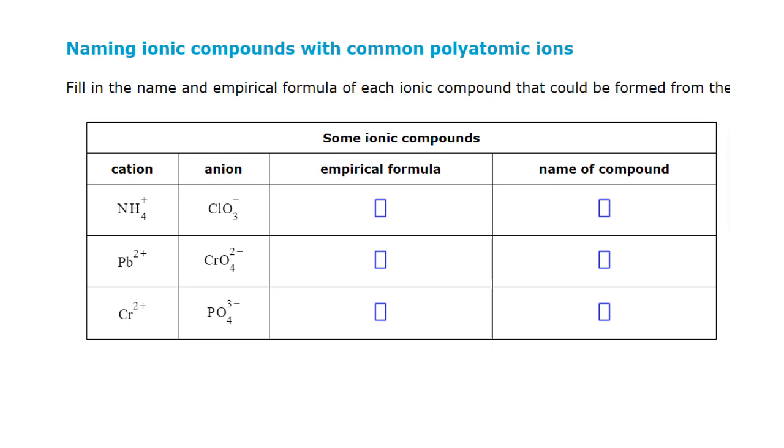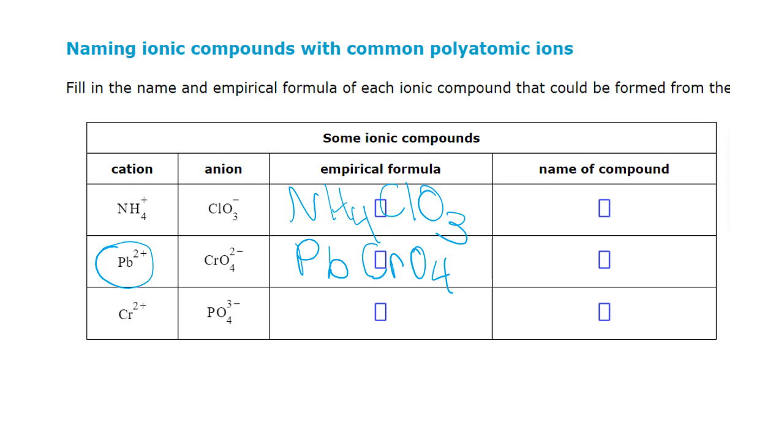If you know the charge, no Roman numeral. Pb, group 14, not in the +1, +2, +3. So, well, first let's write the empirical formula. So this makes that easy, NH4ClO3, PbCrO4, Cr3(PO4)2. So I think, if you don't know those, definitely work on those ASAP.